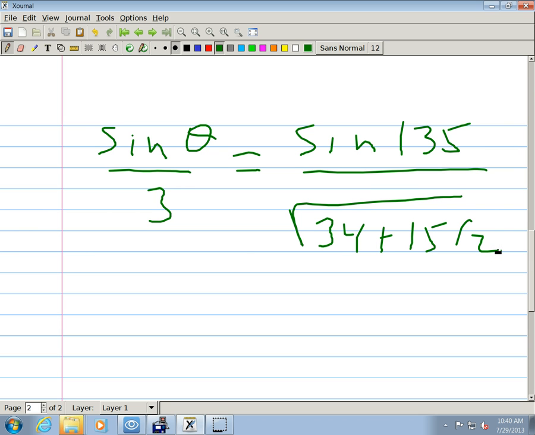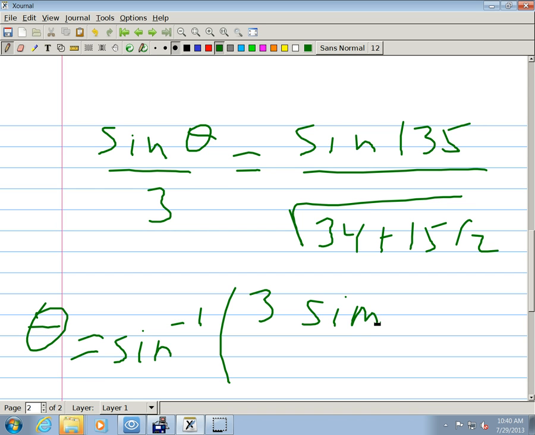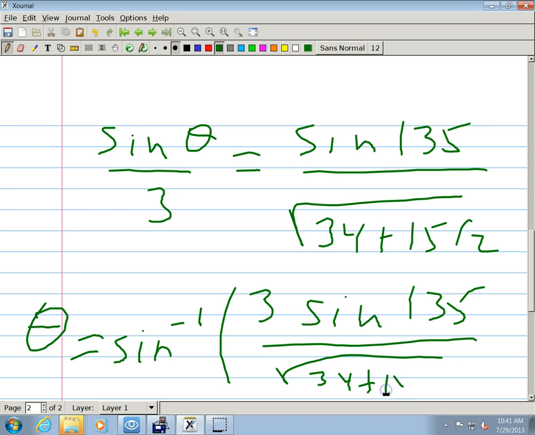So how do you get theta? How do you get sine alone? Let's start there. Cross multiply. Well, you don't even have to cross multiply. All you have to get rid of is the 3. So multiply by 3, and then you have sine of theta is that. How do you get theta? Inverse sine. Okay, so theta is the inverse sine of this whole mess times 3. 3 times the sine of 135 degrees over rad 34 plus 15 rad 2.